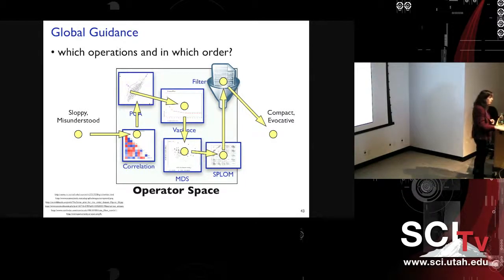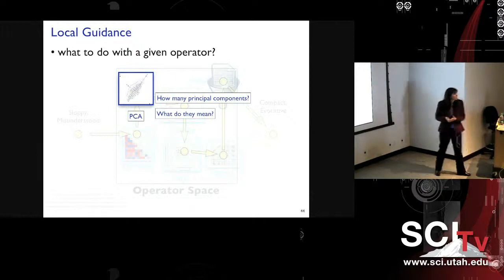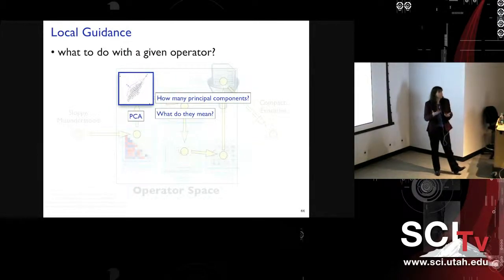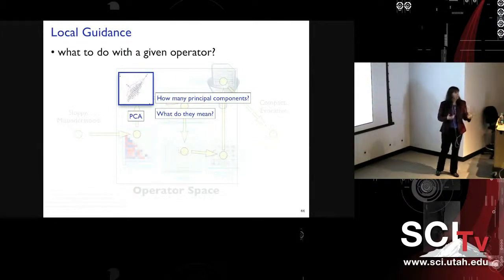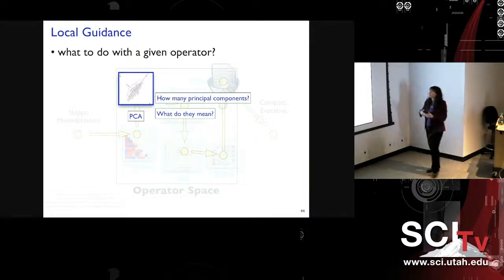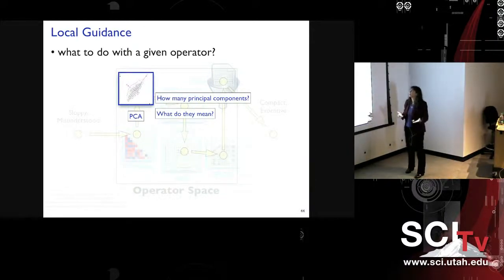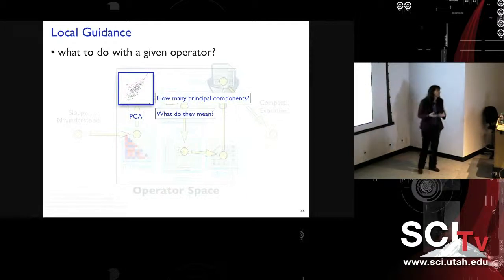So I'm calling that global guidance, and then another way to think about guidance is what should I do for a particular operator? Things like, what are the parameters? Have I set them right? So in the case of PCA, it would be, well, how many principal components should I even aim for?